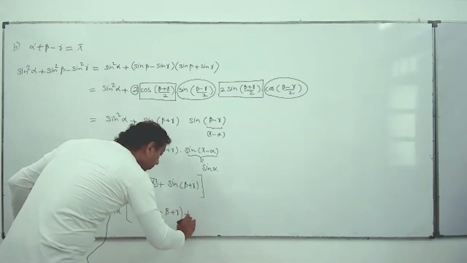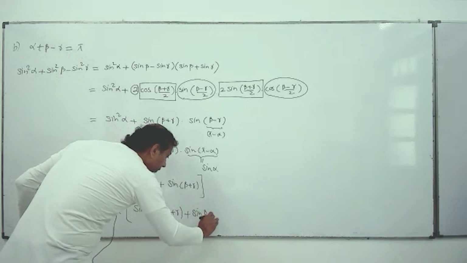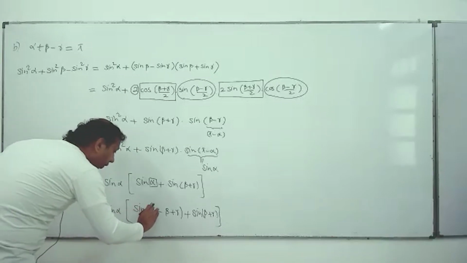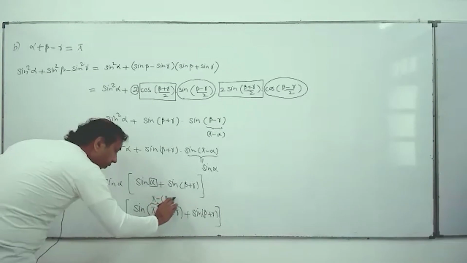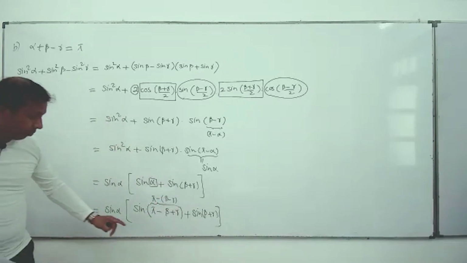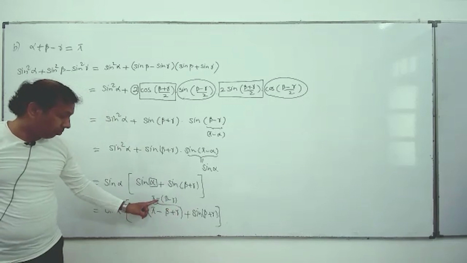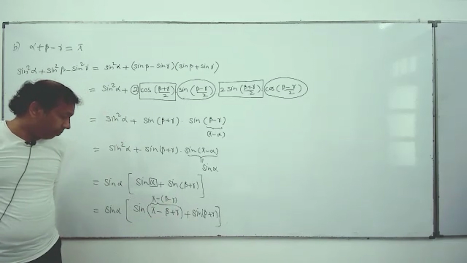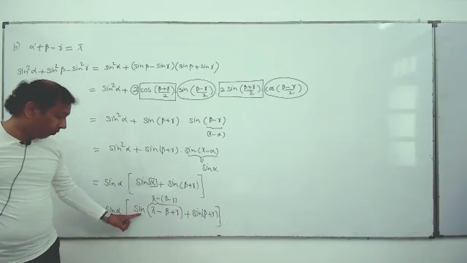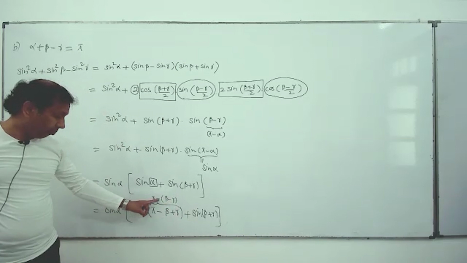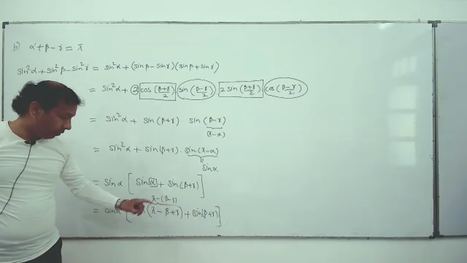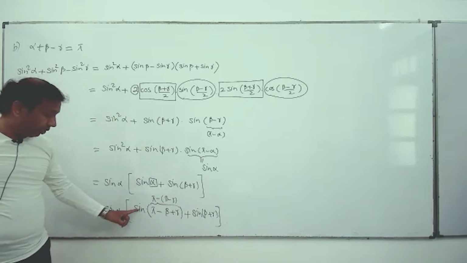Plus sin beta plus gamma. This pi minus something you can write like this: sin minus beta minus gamma, no? When you take the minus out from both, the minus sign is outside and beta minus gamma comes inside the bracket. Correct, no? Then what do you get here? Sin 180 minus theta is sin theta.